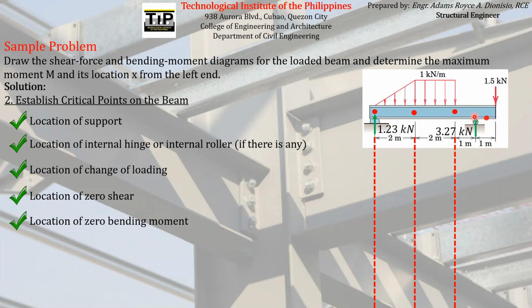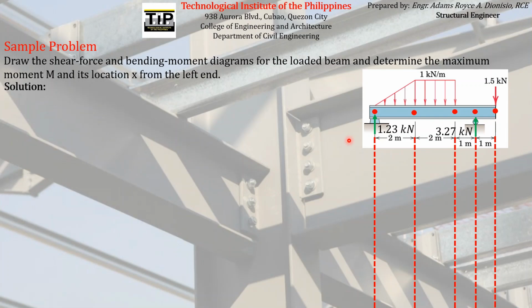This point is again a critical point because it is a location of support. And this point is another critical point because it is a location of change of loading. On this part, we don't have a load, but on this part, over this point, there is an added load, 1.5 kilonewton concentrated force. So that is the second step.